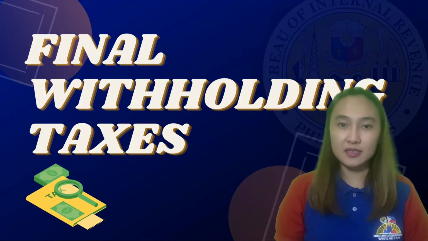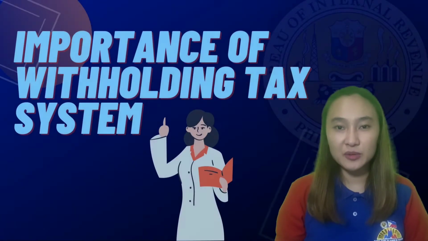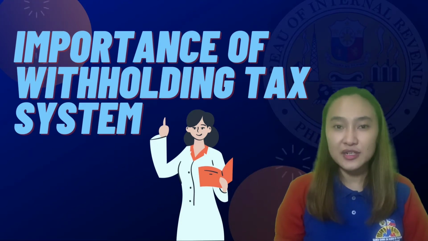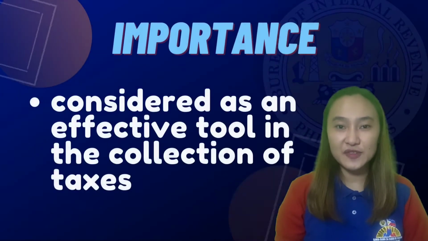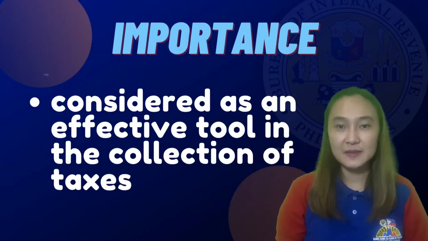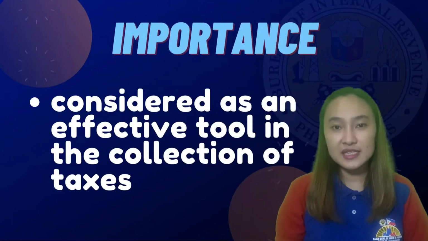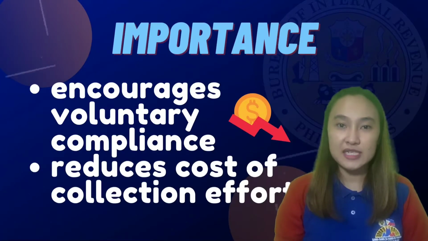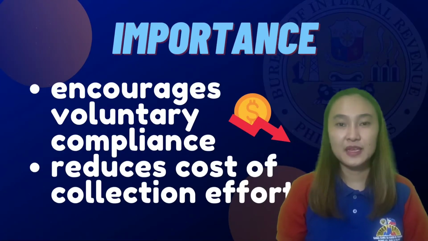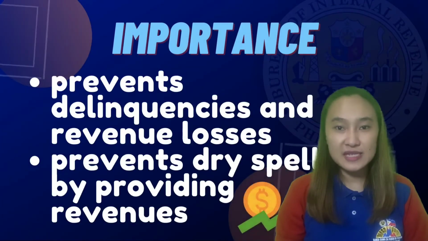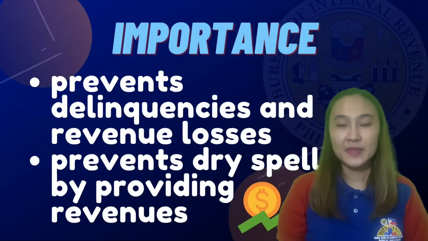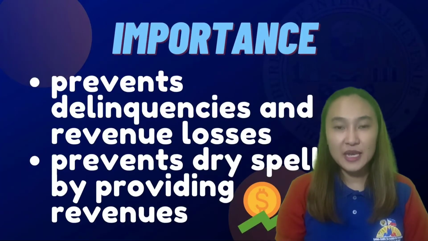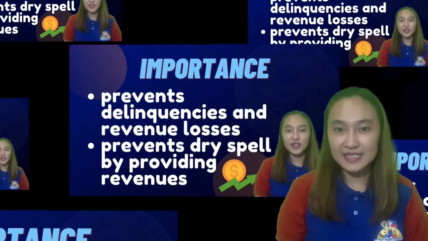But before we start, what is the importance of the withholding tax system? The withholding tax system is considered as an effective tool in the collection of taxes for the following reasons. Number 1, it increases voluntary compliance. Number 2, it reduces the cost of collection efforts. Number 3, it prevents delinquencies and revenue losses. And lastly, it prevents dry spell in the fiscal conditions of the government by providing revenues throughout the taxable year.